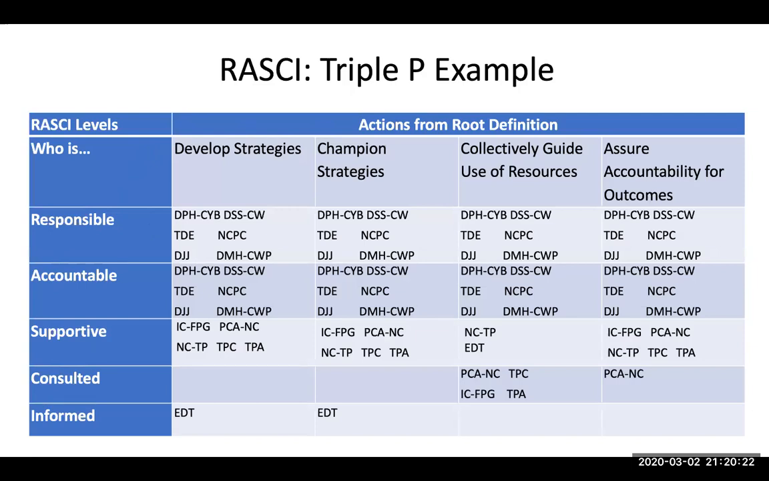And in this example, we look at who was responsible for developing strategies, who was responsible for championing those strategies, who's responsible for guiding the use of resources, and who's responsible for assuring accountability for the outcomes. The responsibility largely fell to Department of Public Health, Department of Social Services, foundations, nonprofit organizations, departments of juvenile justice, and departments of mental health at the state level.